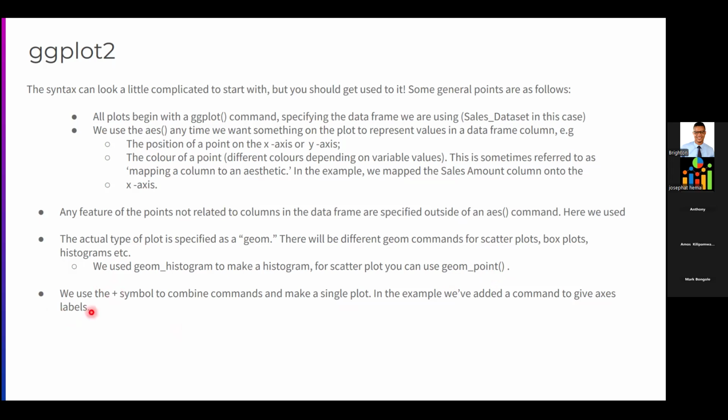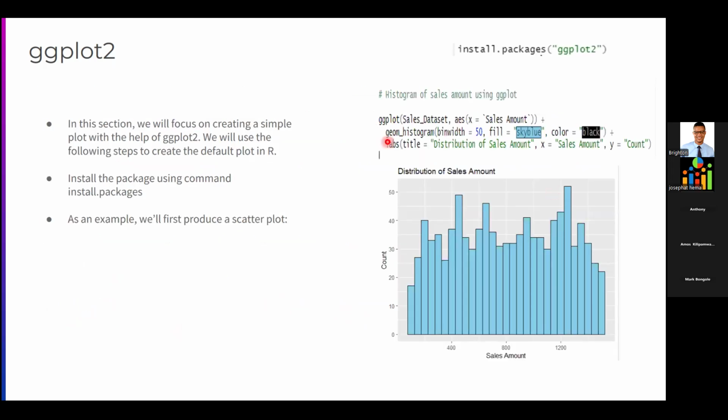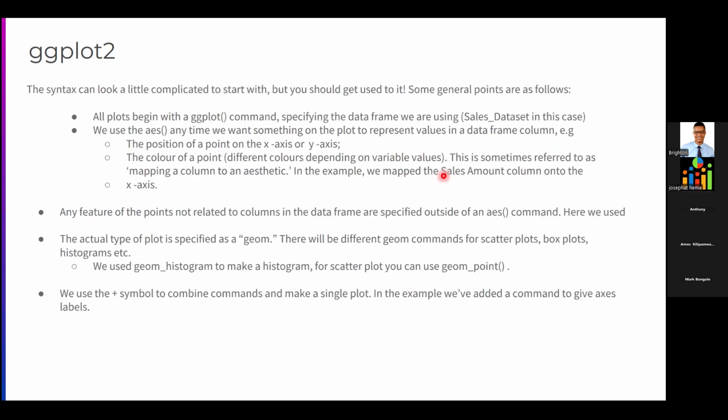As I mentioned earlier, we use the plus symbol to combine commands and make a single plot. In this example, the first part was getting the data set, then getting the histogram and its features. Then the other one is the labels, which is labs, including the title, x-axis, and y-axis. Let me know if that is clear before we move to the second part where we write the actual R code for these plots.